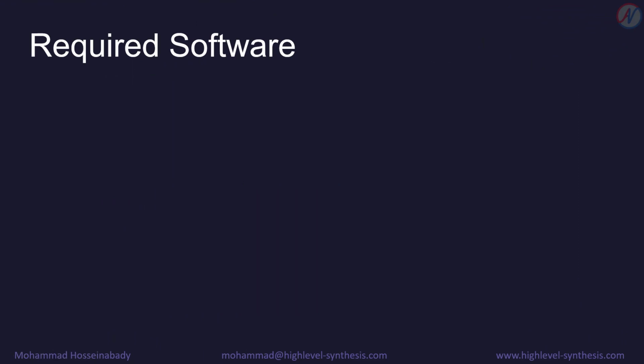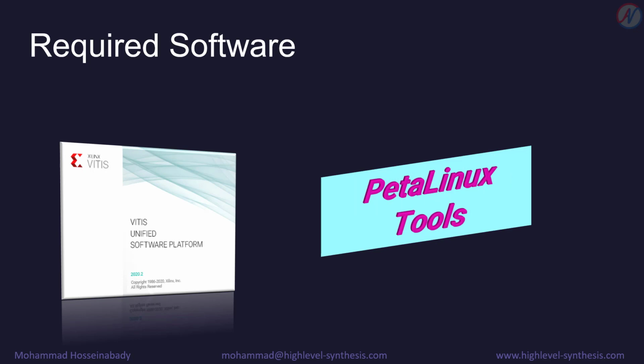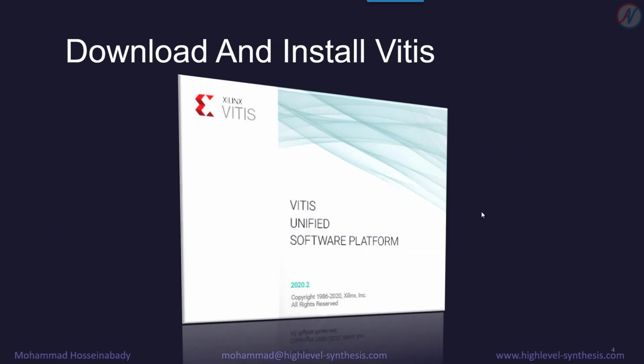Before starting the process of creating a Vitis hardware platform, we should install two software tools. First, Vitis Unified Software Platform, and second, Petalinux. Notice that the version of these two software tools should be the same. Earlier in this course, we saw how to install the Xilinx Vitis 2020.2. We use the same software in this video.